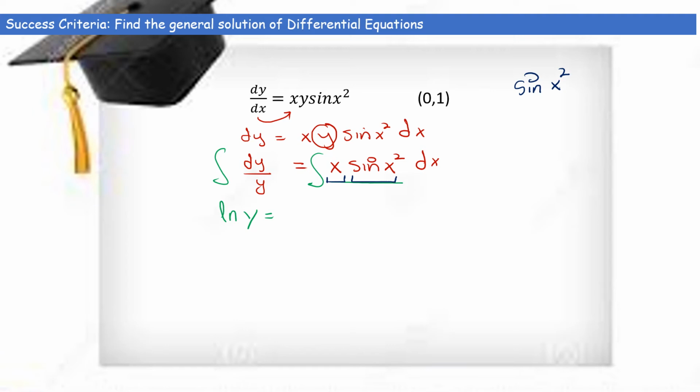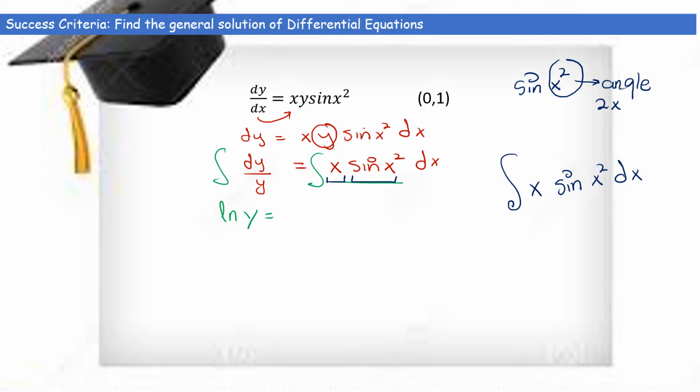Ask yourself, where is my inner function? You know that the inner function in this case is your angle. Then ask yourself, what is the derivative of that inner function x square? That is 2x. Now check your situation. I am writing over here just to show you. Now check your situation.